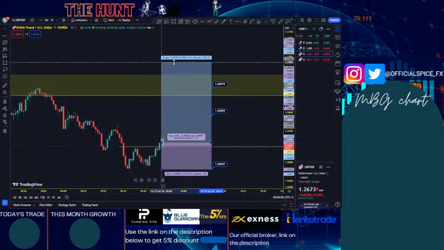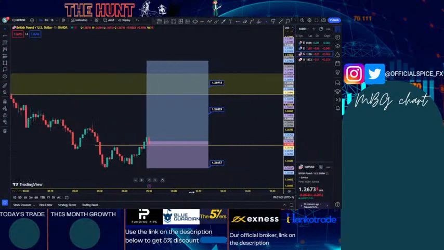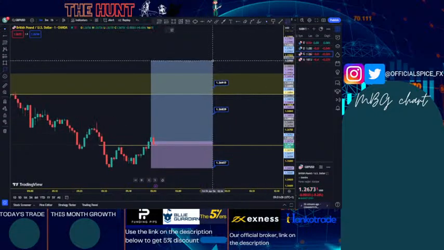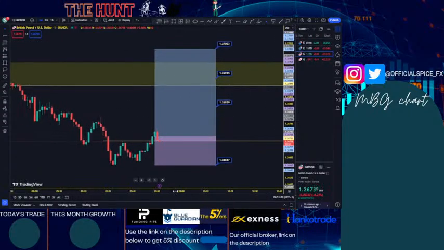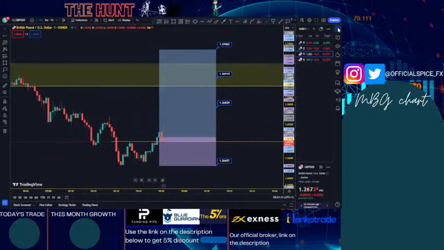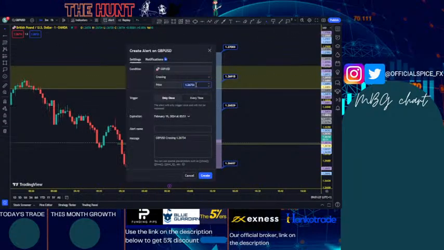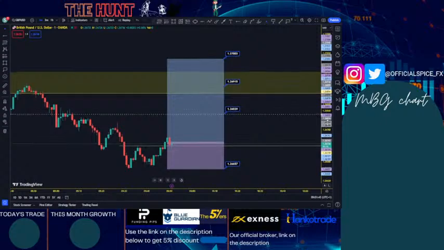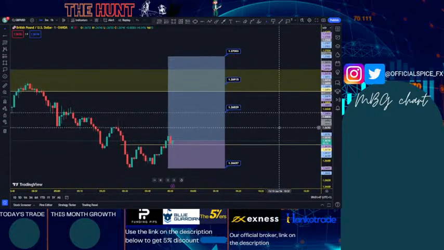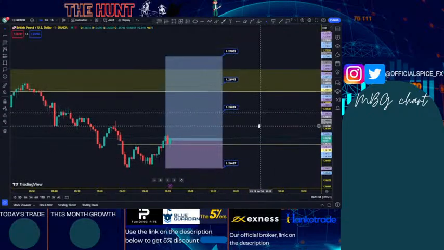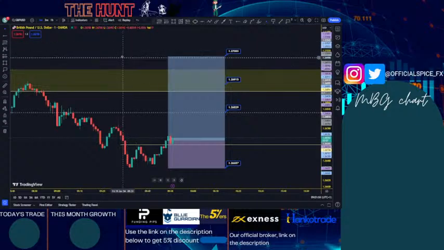All right, this is an opportunity for you to get in now if you haven't gotten into the trade. We're buying GBP/USD right here. 8.6 pips. Everybody has an opportunity to get in now, so no excuse.